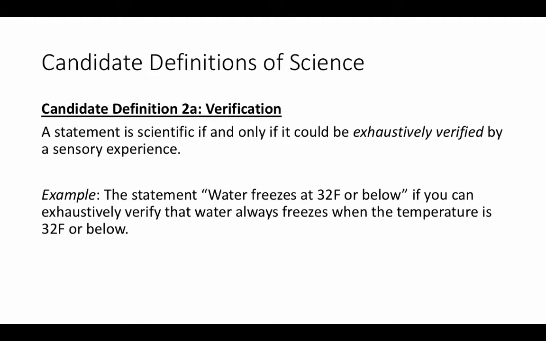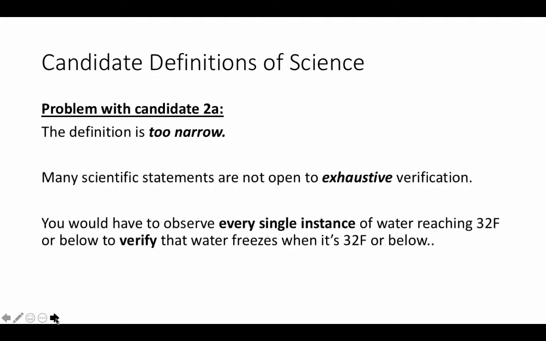But the problem is this word exhaustively. What does that mean? Well, what it means points to the problem with it. The definition is too narrow. To exhaustively verify that statement, you would have to observe every single instance of water reaching 32 degrees Fahrenheit or below to verify that water freezes when it's 32 degrees F or below. That's what it means to exhaustively verify it. You observe every single instance. And in fact, not just every single instance, every single possible instance of water. So this is too narrow.